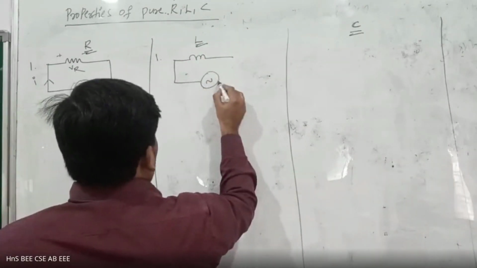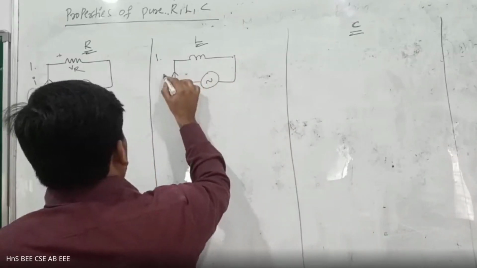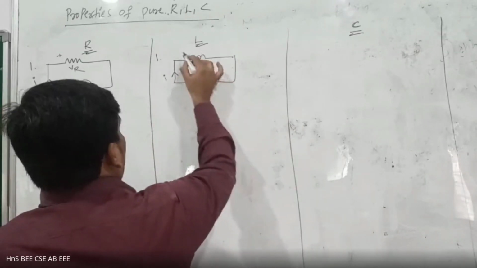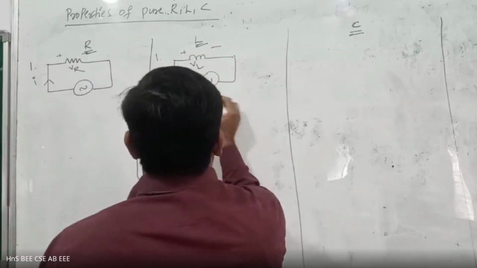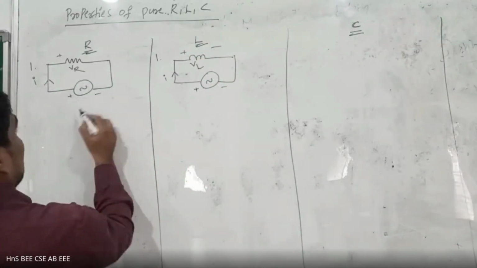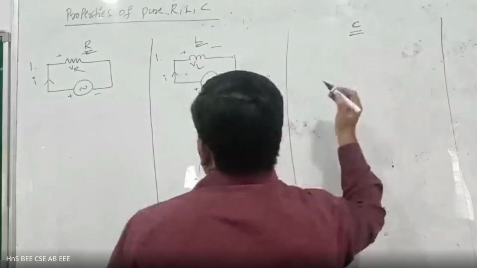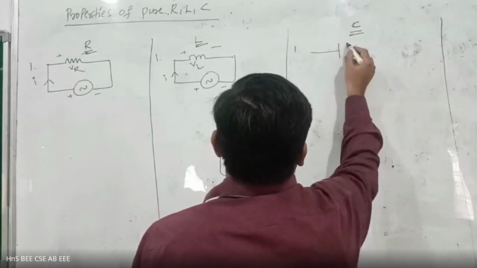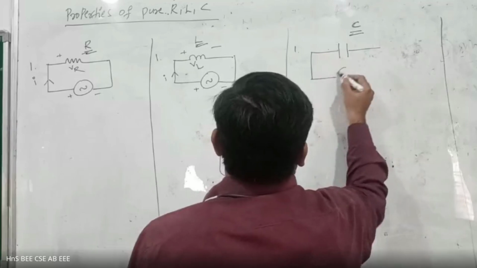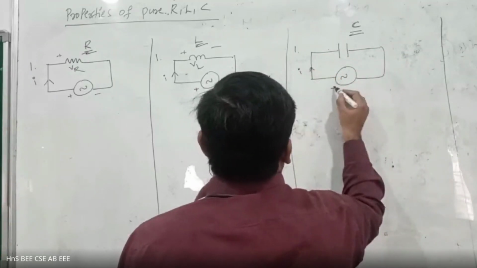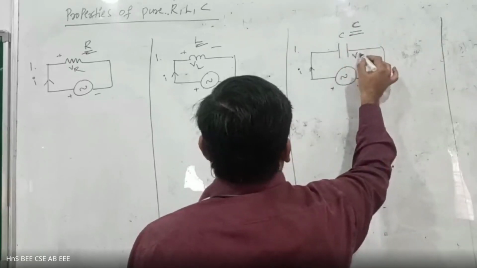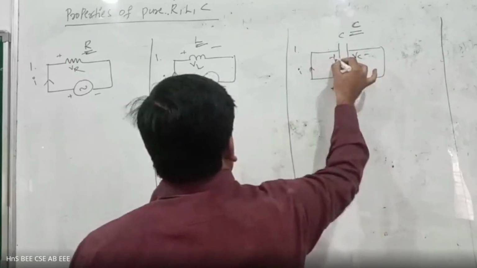You need to draw the same for the inductor as well as the capacitor. One supply is connected, some current is flowing, and across this inductor we have some voltage. The same is drawn for the capacitor. That is the first point for our pure resistor, inductor, and capacitor.